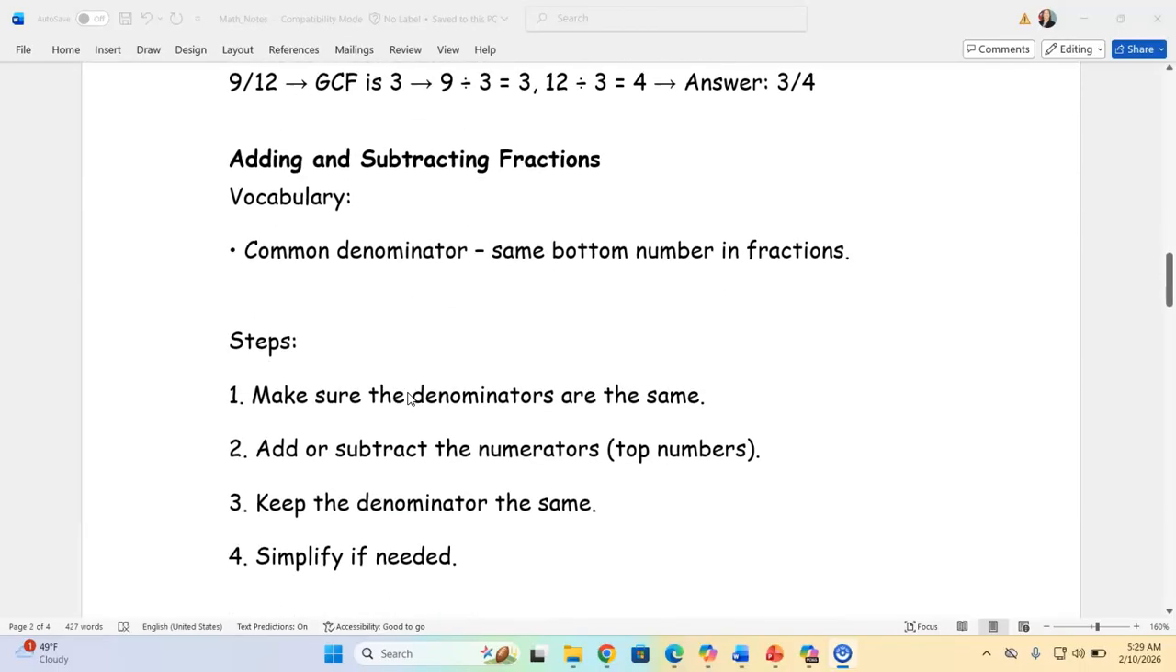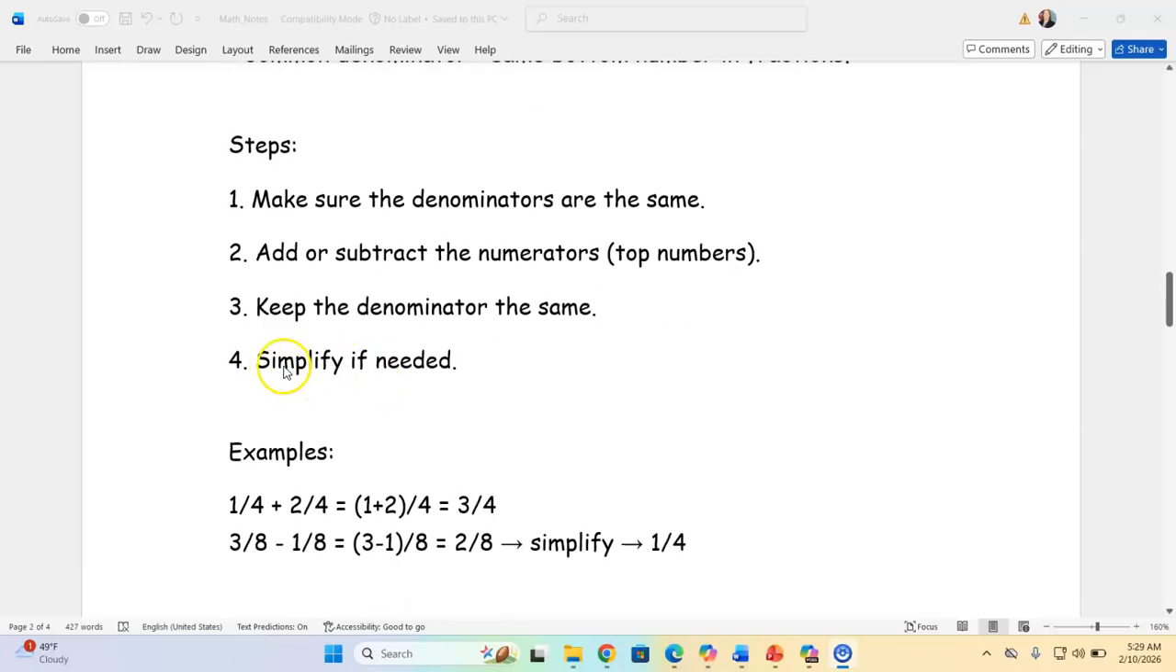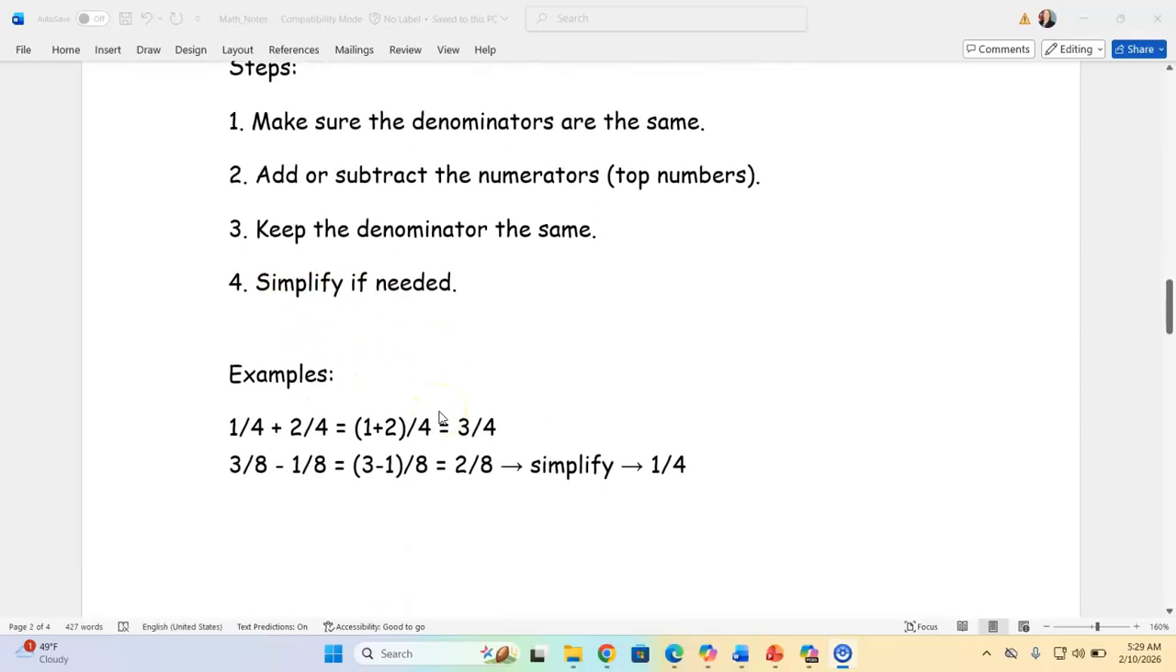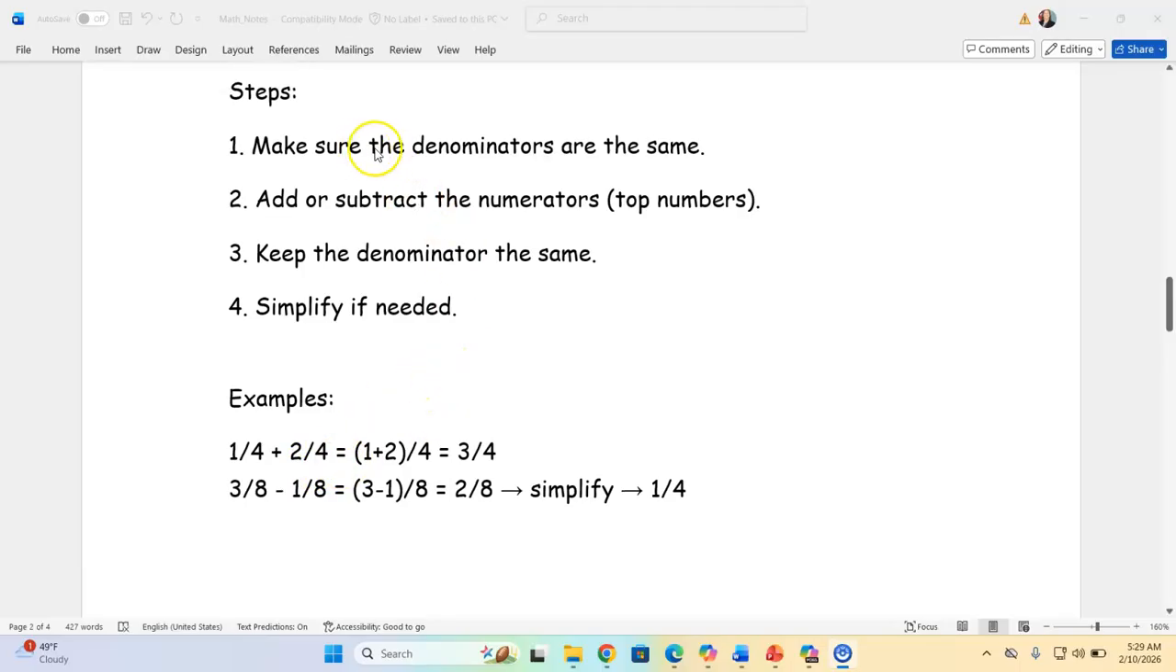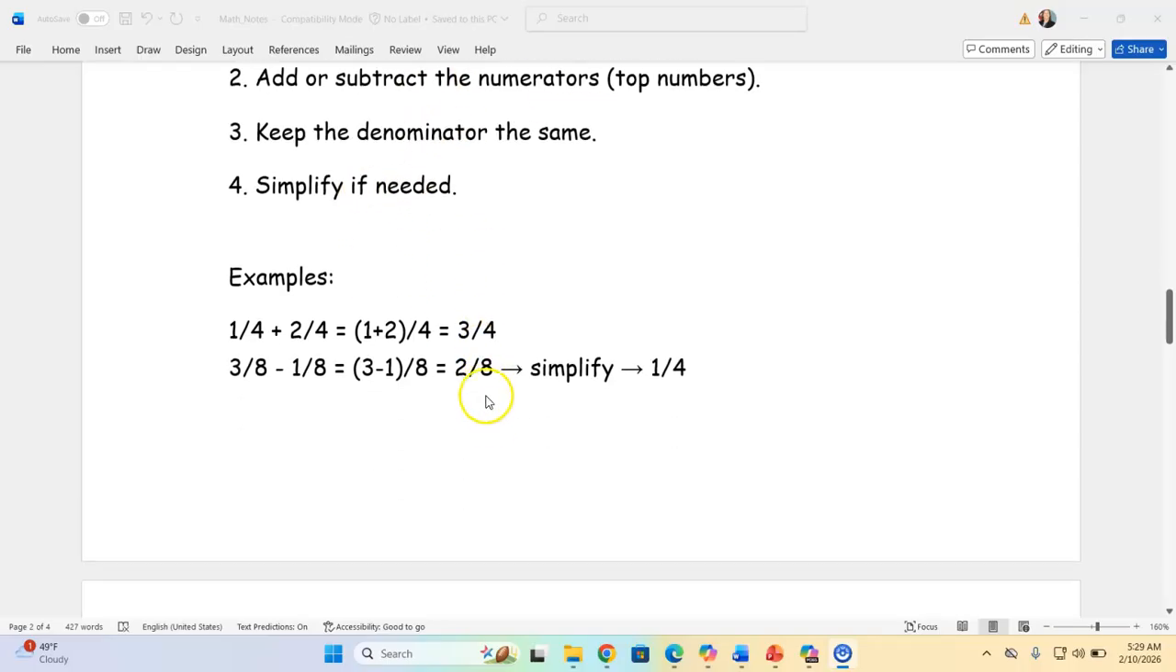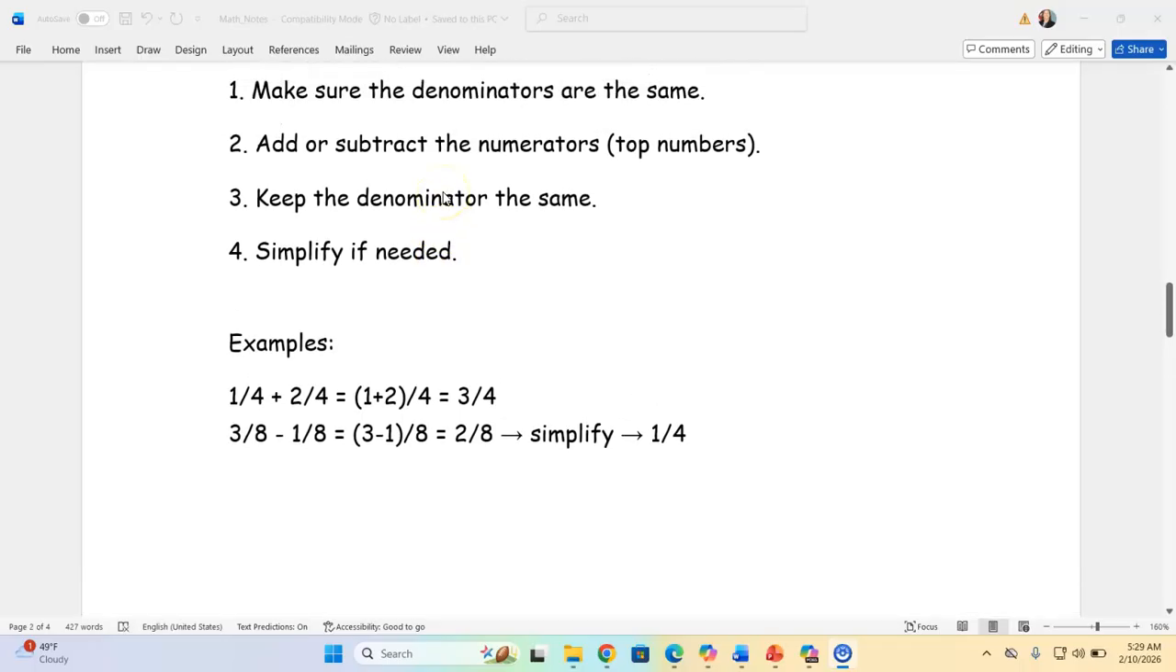And remember I said sometimes multiple concepts are matched together. So you may have to add and subtract or subtract and then go back and simplify as denoted here on step 4. So let's just look at it in an example. So if we have 1/4 and we're adding 2/4, what are we going to do? Well, the first thing we want to do is make sure the denominators are the same, and then you're going to follow your steps. So I'm going to mentally let you follow those steps as we look at these two examples.